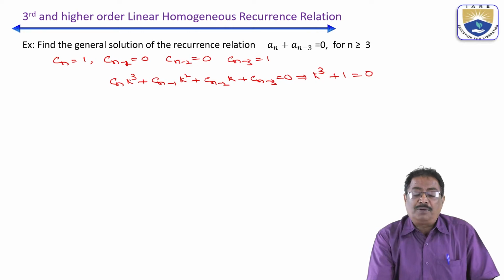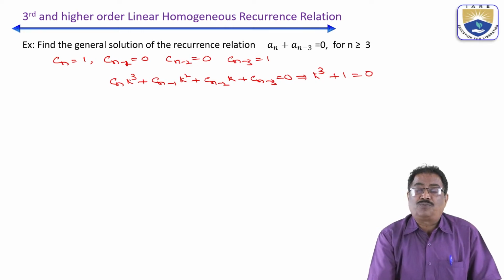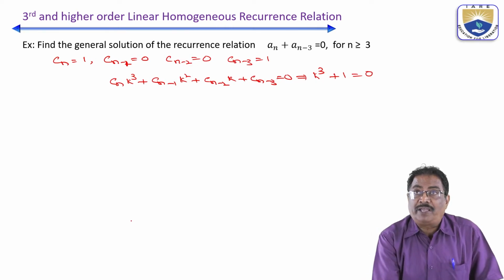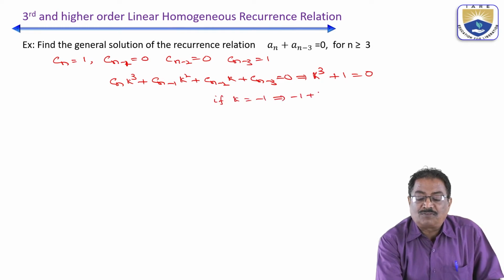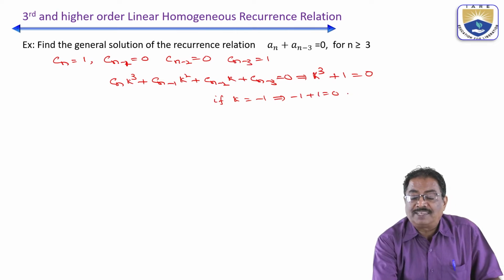So k cubed plus 1 is equal to 0. Now I am going to find one root for this by using the trial and error method. Simply, if I take k equal to minus 1, then what do I get? Minus 1 plus 1 equals 0. So I can say that k equal to minus 1 is one root.